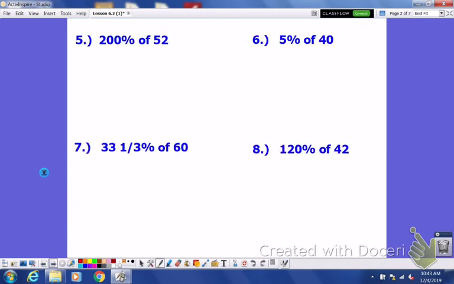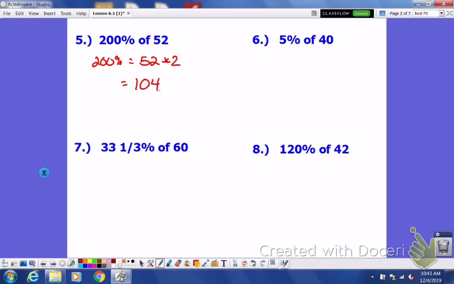All right, 3 more examples. 200% of 52, that falls into our 100%. So 100% of 52 is 52. So 200% would be 52 times 2, which is 104.